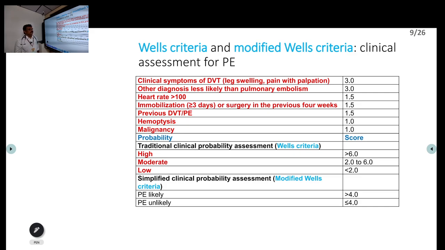Now, like we have seen in deep vein thrombosis, here also there is a criteria called the Wells criteria, and it is the modified Wells criteria nowadays, because in the Wells criteria there are a lot of parameters, but however, it is a very useful scoring system. Clinical symptoms of DVT, 3 points. Other diagnosis less likely than pulmonary embolism, 3 points. Heart rate more than 100, 1.5 points. Immobilization, 1.5 points. Previous DVT or pulmonary embolism, 1.5 points. Hemoptysis 1 point, malignancy 1 point. For the probability score, high probability is more than 6, moderate 2 to 6, low less than 2. The other one is the simplified or modified Wells criteria. There are only two categories, more than 4 or less than 4.